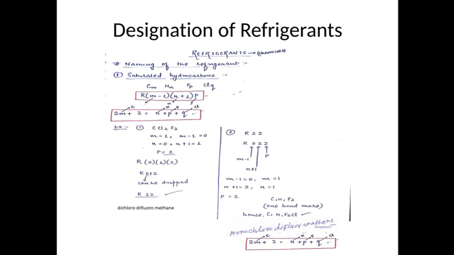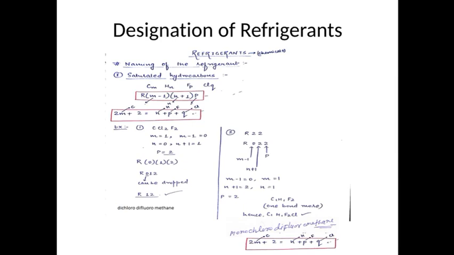There are 2 chlorine, 2 fluorine, 1 carbon. So what will be the name? Difluoromethane. Here this chemical formula we relate to equation 1, R (m minus 1)(n plus 1)p. Here you can see the Cl2F2. C suffix means m, so here m equal to 1. We put m equal to 1, so the first term, m minus 1, becomes 0.